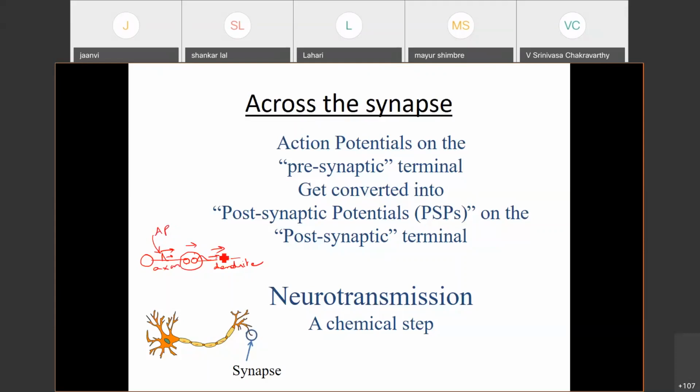This signal has a different name. I'll come to that later. So basically, at a synapse, one electrical signal is converted into another electrical signal. In between, it is mediated by a chemical signal, by the release of a chemical by the presynaptic side.